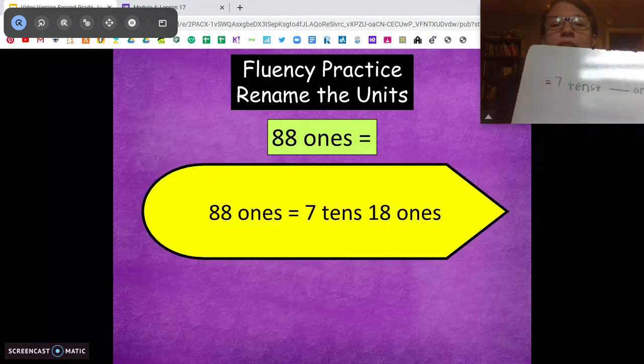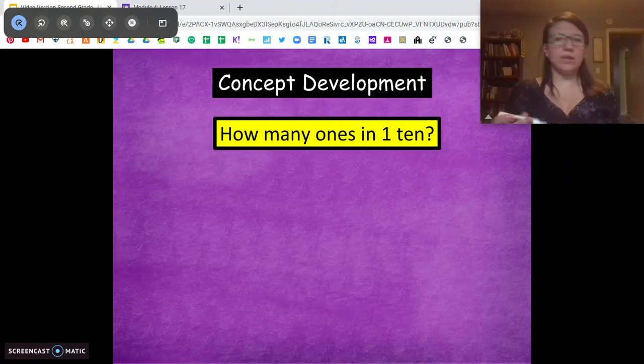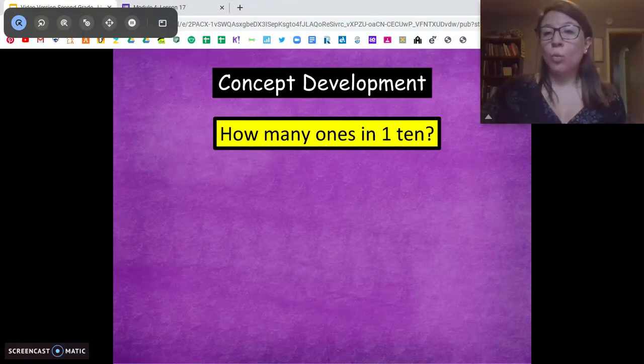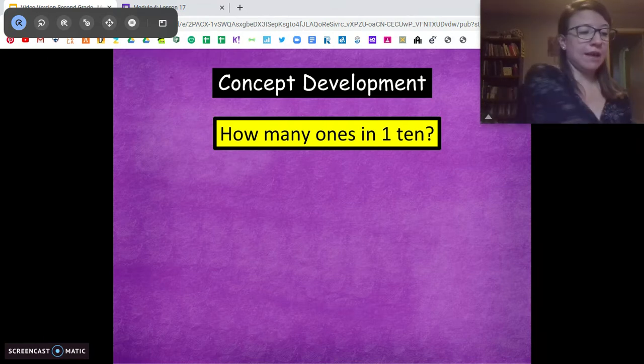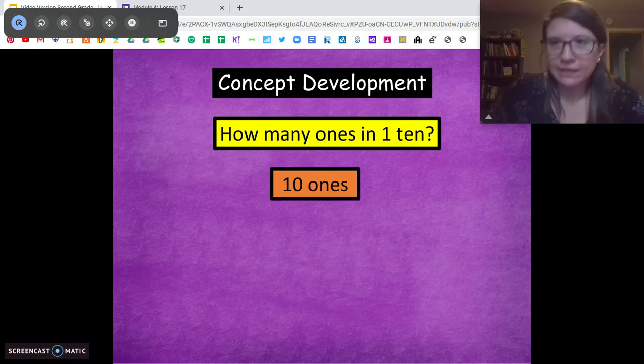Awesome job. 18 ones. 88 ones equals 7 tens, 18 ones. All right. So this is where our mental math is going to come in. Here we go. How many ones are in 110? If I give you 110, what can we exchange that for? Awesome. 10 ones. We got that.